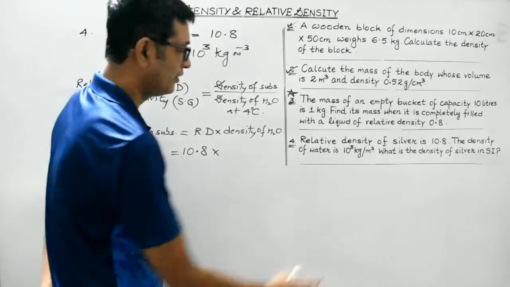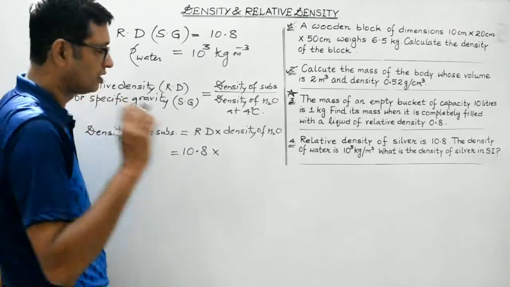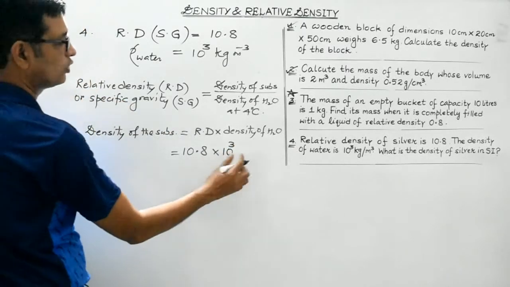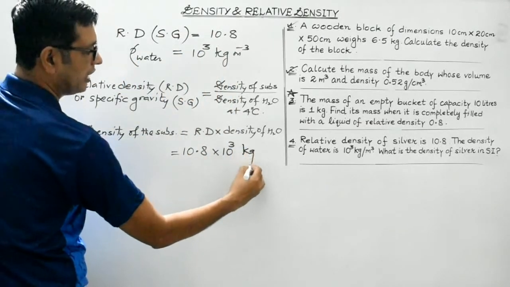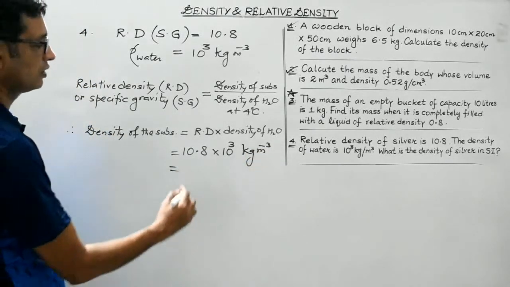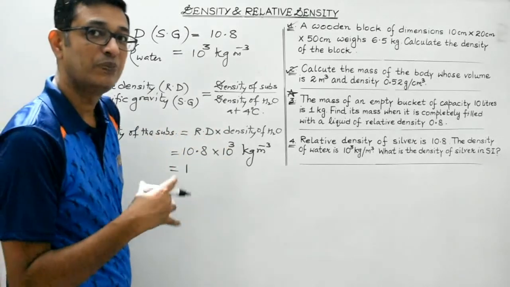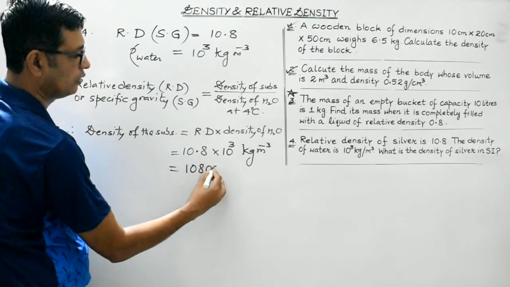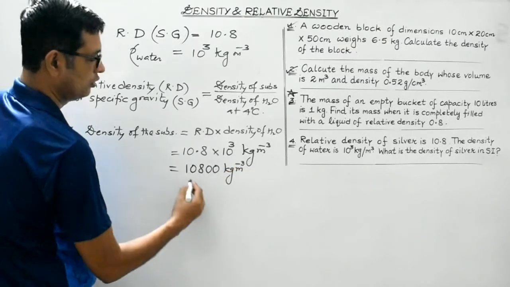Density of water, even if it is not given in the question, we must be aware of its value. Density of water at 4 degrees Celsius is 10 to the 3, right? It is 10 to the 3 in kg per meter cube. So the density of the substance would be 10.8 into 10 to the 3 kg per meter cube, or 10800 kg per meter cube. So this is the answer.